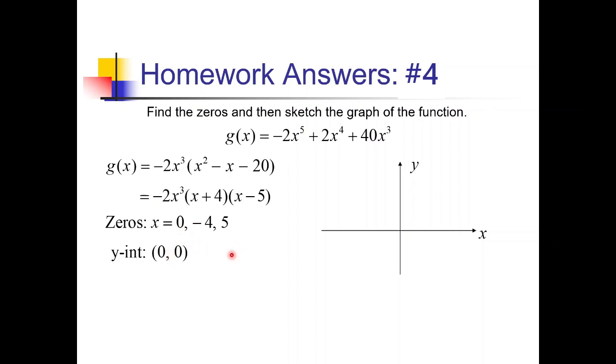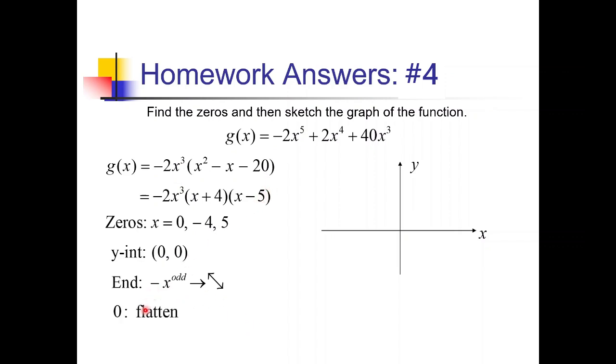We'll just keep going. The end behavior, we start with a negative 2x to the fifth for our lead term. That's a negative x to an odd power. That's going to be a down line. And then for the root behavior, the 0, the negative 4, and the 5 are all coming from odd powers. We have third power, first power, first power. So we're going to be crossing through all of those.